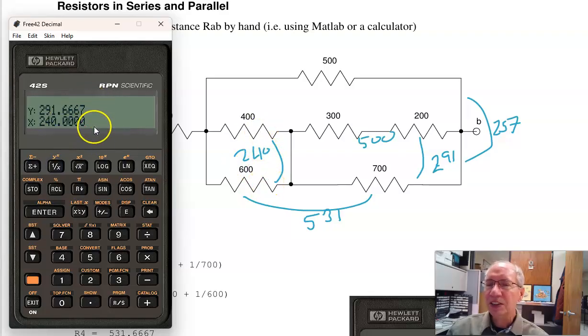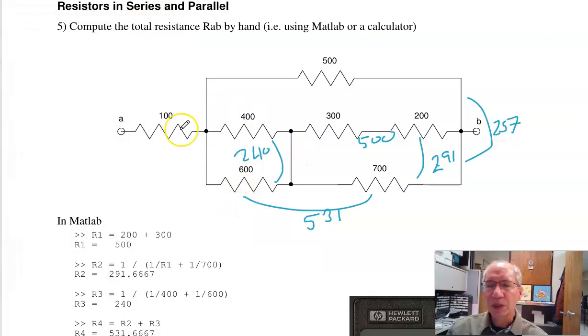And notice the stack is still set up. Stack remembers the old operations. These are in series, they add 531 ohms. In parallel with 500, so take the inverse, 500, inverse, add inverse, 257 ohms, in series with 100, 357. So again, you don't have to use an HP calculator. Use whatever you want. Just make sure you can do this on a test.